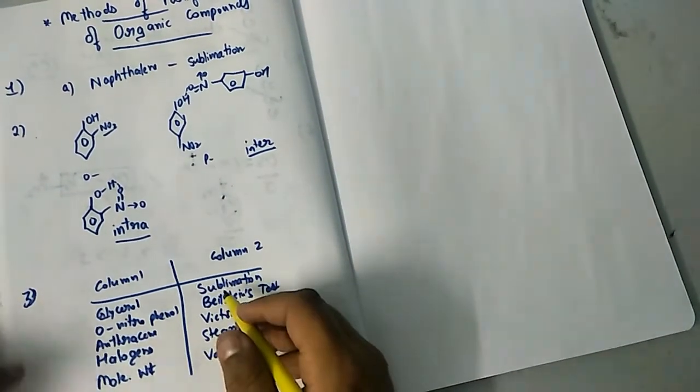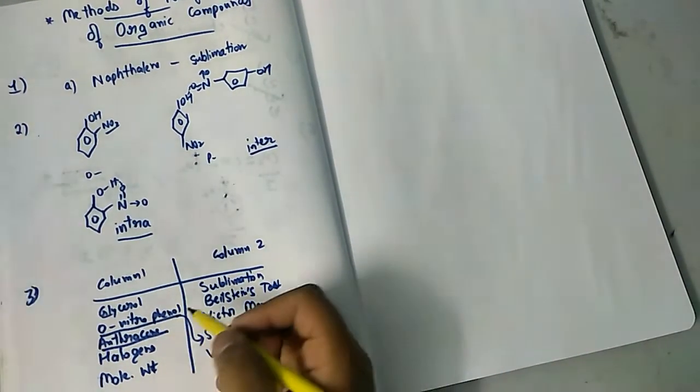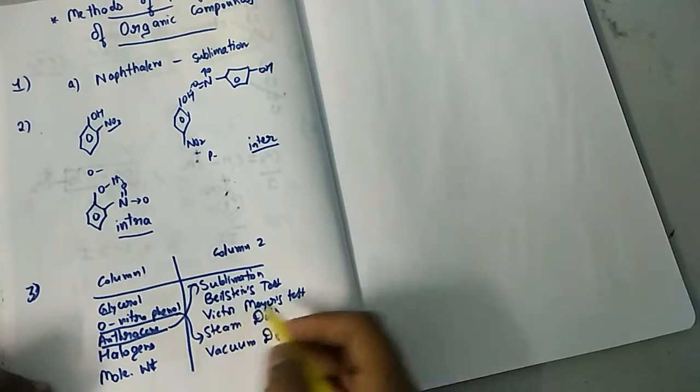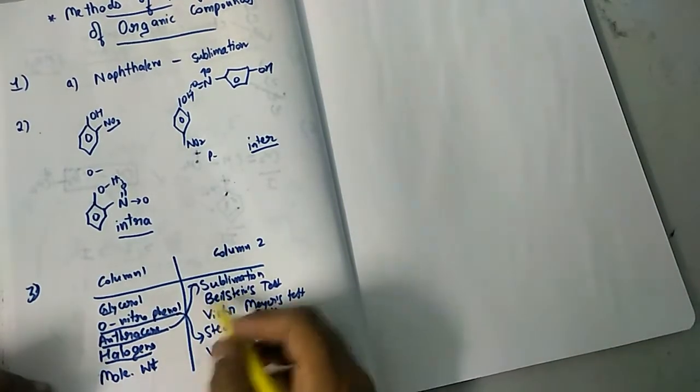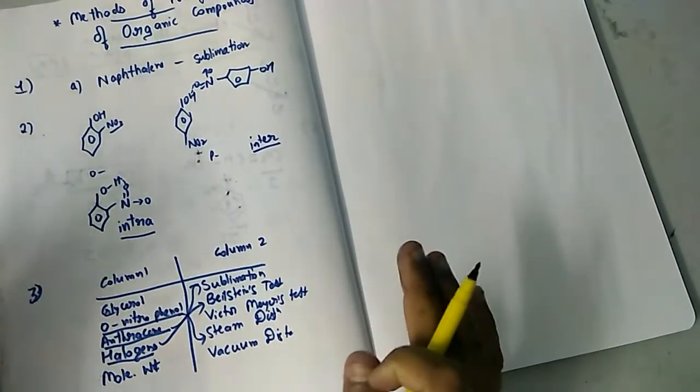Now we have to match the compounds and how they can be separated. First of all, O-nitrophenol, we just learned it is separated by steam distillation, right? Now this anthracene, just like naphthalene, can be separated by sublimation. Now these two have been done. Now this Beilstein's test is the method to detect halogens. I don't think it's given in NCERT, I don't remember clearly. Even if not, it is given in most general refreshers also.